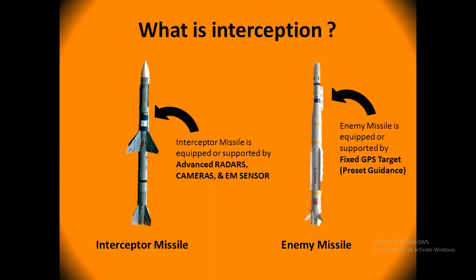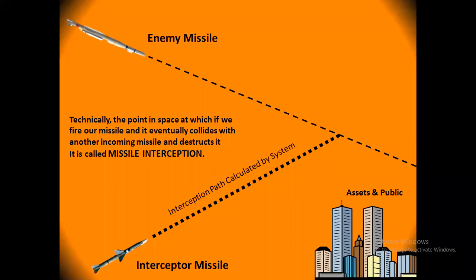Whereas in an enemy missile, there will be only a few things, supported by fixed GPS targets, because the only motive of the enemy missile is to hit the target and cause destruction. Whereas the interception missile is responsible for defending from getting hit. So it has to calculate and measure each and everything, so that it hits at the correct point. So to understand it better, let's see how interception missiles work.